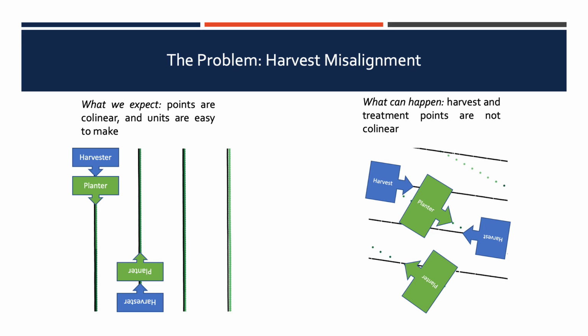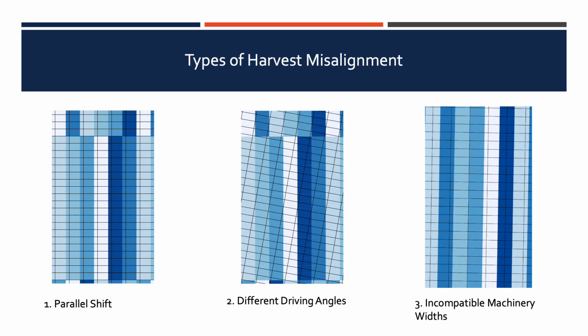We will cover three types of harvest misalignment: a parallel shift, when the driving direction is correct, but a farmer starts in a different part of the field than expected; different driving angles, which can occur due to farmer preferences; and incompatible machinery widths, when the harvester and applicator are of two different sizes, either a harvester is smaller or larger than the applicator.